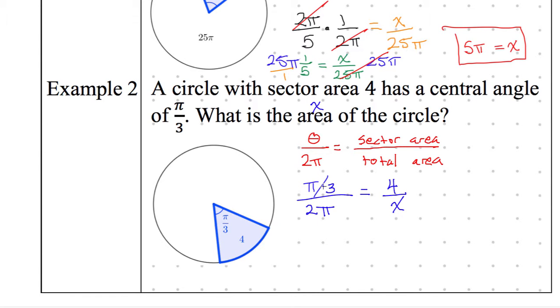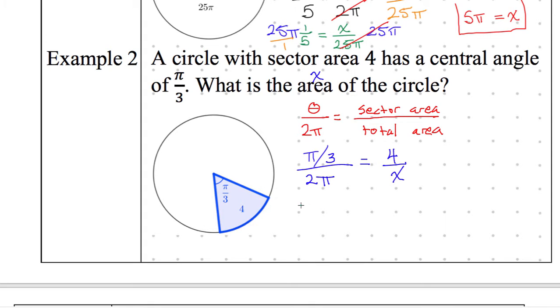Now we need to keep it, change it, flip it again. Who can keep it, change it, flip it on the left-hand side? 2 people know how to keep it, change it, flip it. I need more people. 3 people. All right, Anna, go for it. So you keep pi over 3 times 1 over 2 pi.